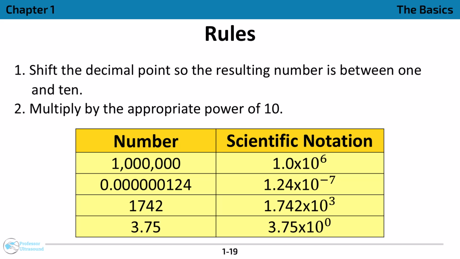For 1 million, we move the decimal point 6 places to the left. The result is 1 times 10 to the power of 6. For the next very small number, we move the decimal point 7 places to the right. The result becomes 1.24 times 10 to the power of minus 7. In the third example, again, we move back the decimal point 3 places to reach 1.742 times 10 to the power of 3. And the last number, which is already between 1 and 10, stays the same. Scientific notation makes large and small numbers much easier to read, write, and compare.